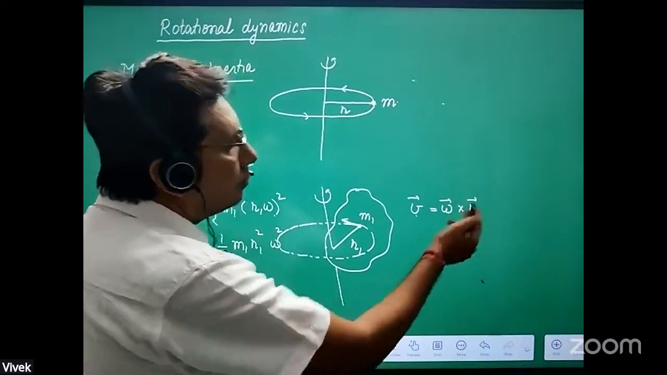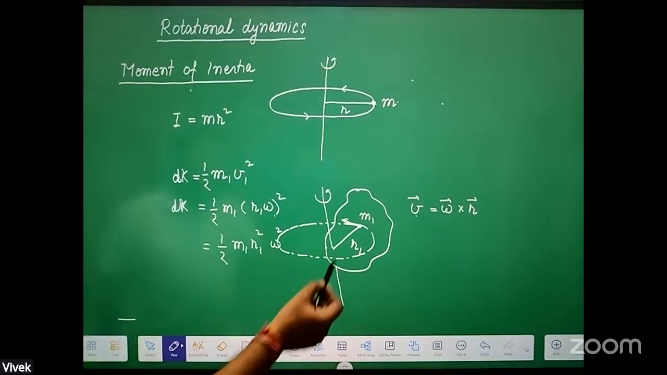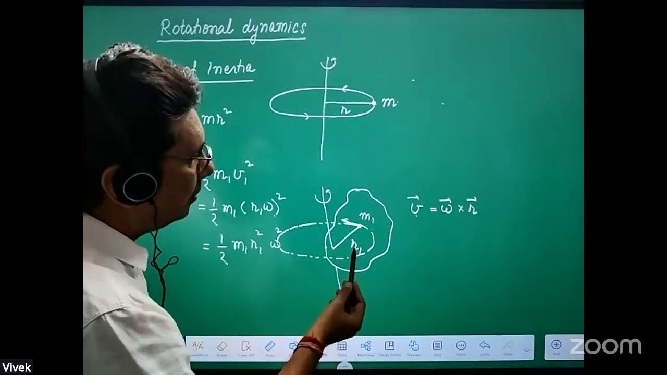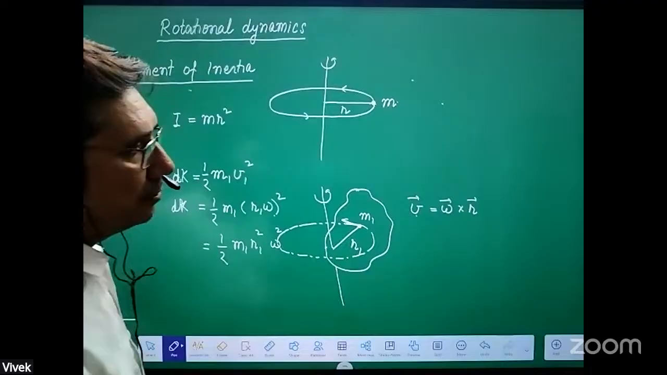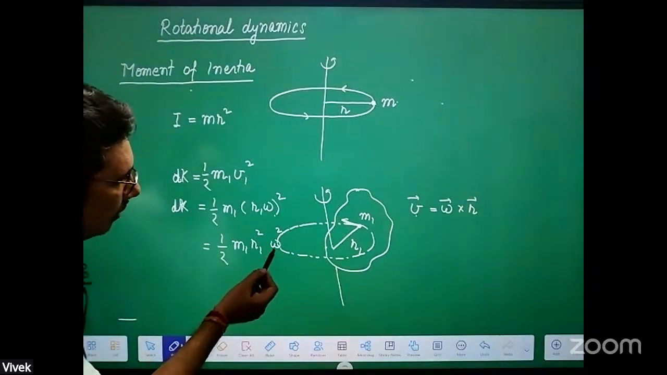So velocity is going to change, velocity will be different here, but omega will be the same for each and every particle of this rigid body that is rotating about this axis. So this omega is the same.